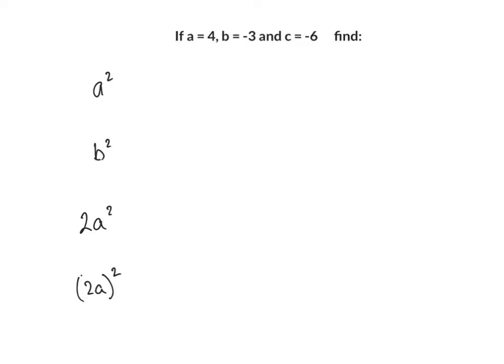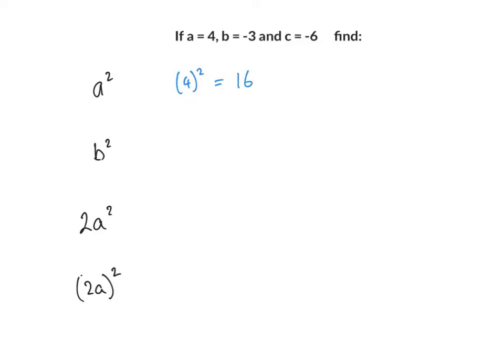So more of the same, and we're going to go about this in the same kind of way. A squared simply means we take whatever a is and we multiply it by itself. So here we've got a squared, and if I know a is 4, that's 4 squared, which is 16.